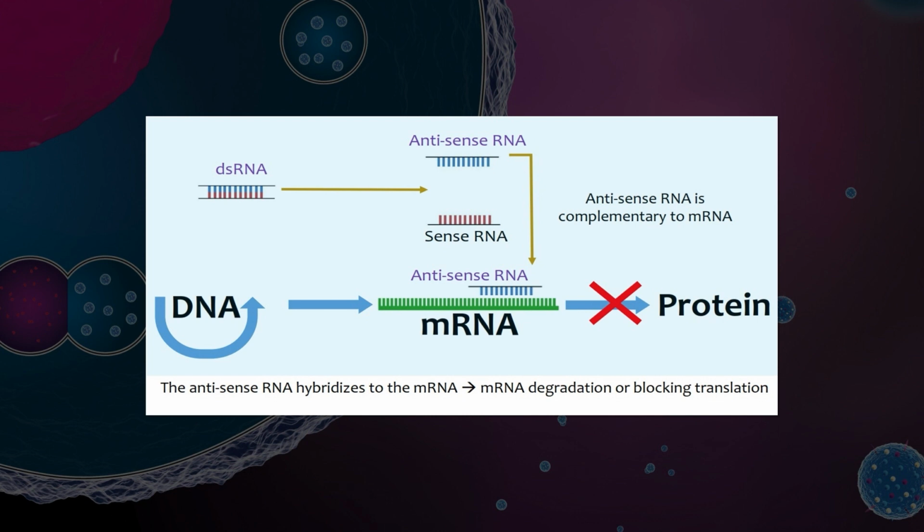So, this antisense RNA strand hybridizes to this synthesized mRNA and blocks the protein synthesis. Alright, either it blocks the protein synthesis, or what happens after the hybridization of mRNA with the antisense strand of siRNA is that this mRNA is degraded by nuclease activity. So, this is the basic concept of how RNA interference works.